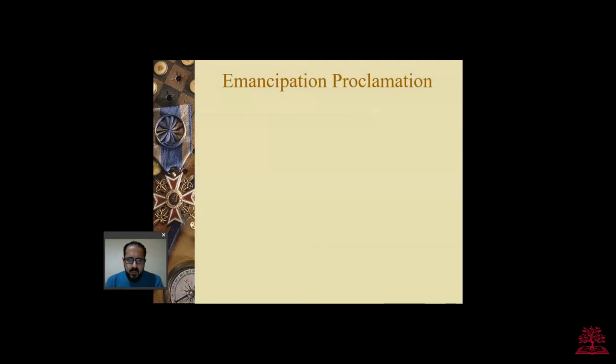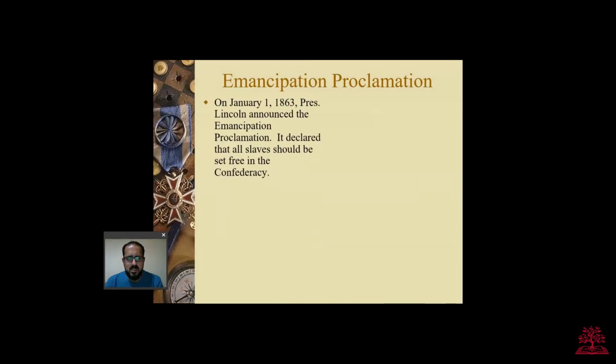Okay. After this, we have the Emancipation Proclamation. What is this? On January the 1st, 1863, President Lincoln announced the Emancipation Proclamation. It declared that all slaves should be set free in the Confederacy. Okay? So again, this Emancipation Proclamation was announced to end slavery in the South. Remember, okay? So all slaves should be set free in the Confederacy. It also allowed blacks to serve in the Union Army and Navy.